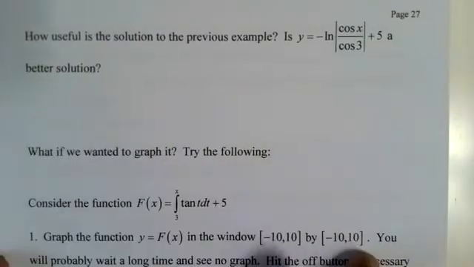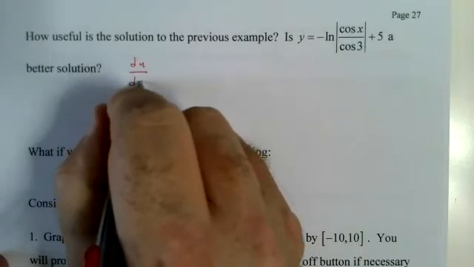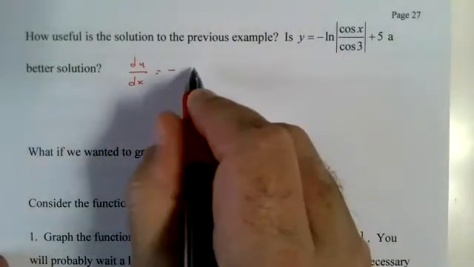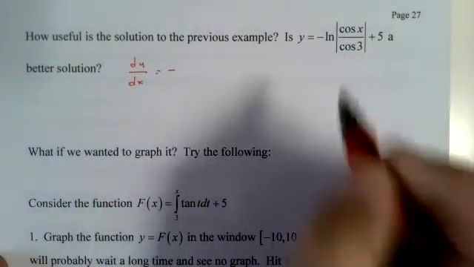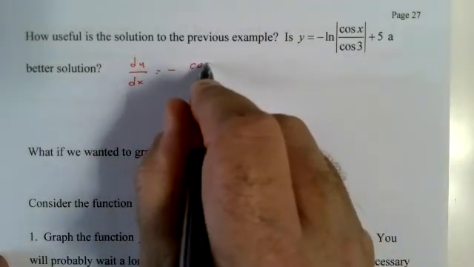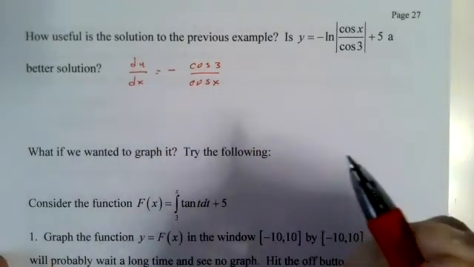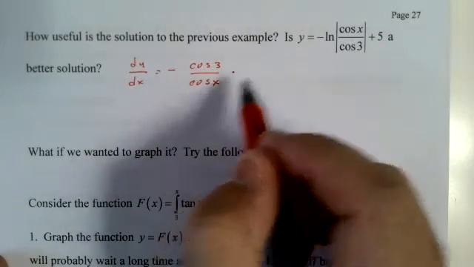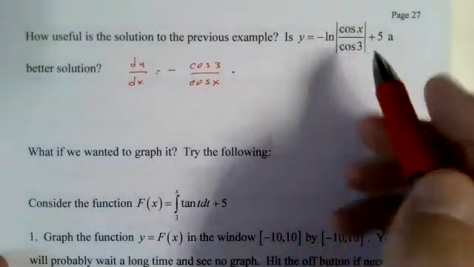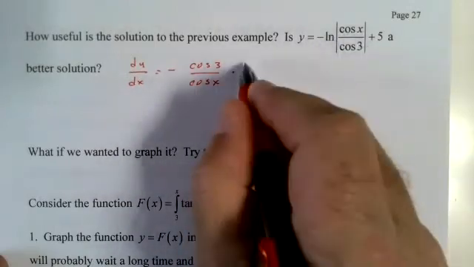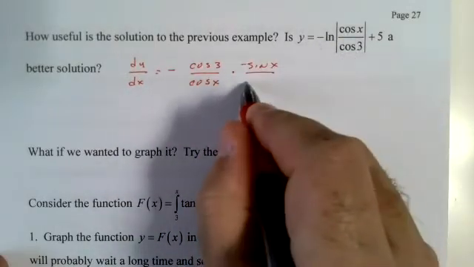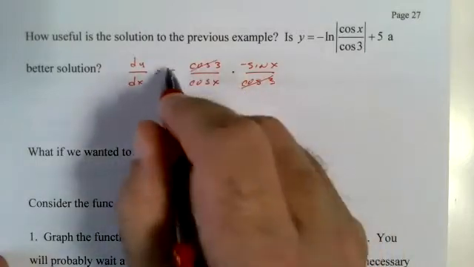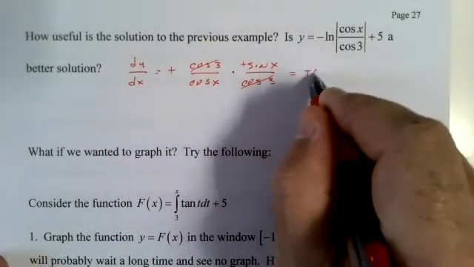Oh, so let's say we took the derivative of that. dy dx equals negative, and then it'd be 1 over cosine of x over cosine of 3, which we would flip. So it'd be cosine of 3 over cosine of x times derivative of this inside, that's 1 over that. Then derivative of this, derivative of cosine is negative sine of x. And then that just comes along for the ride. And the derivative of 5 is gone. So these cancel, this cancels, and I end up with tangent of x. Hey, look at that, it worked.